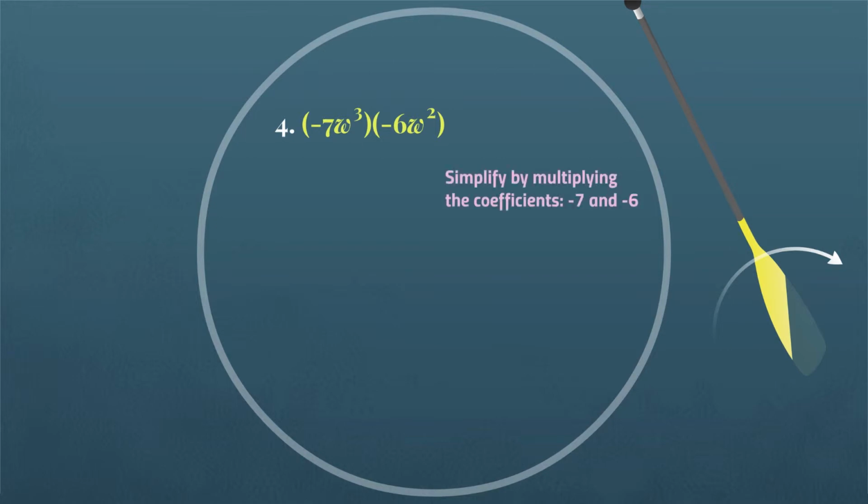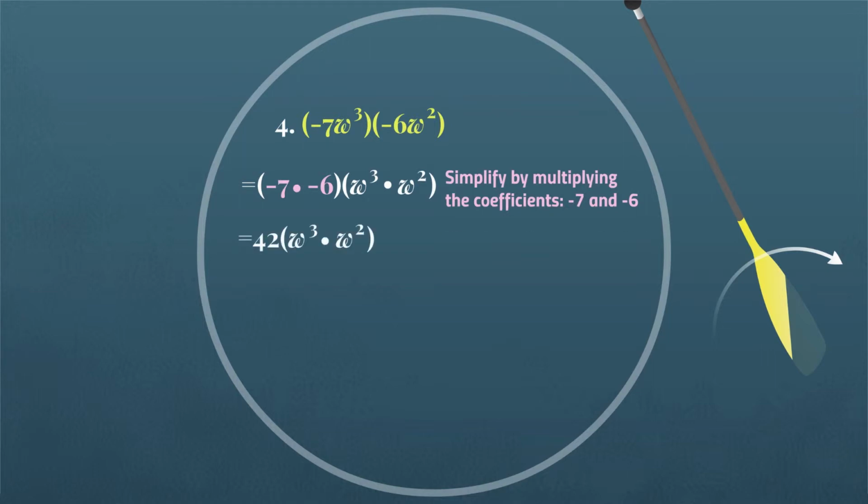Multiply the coefficients, negative 7 and negative 6, and the expression will become the product of negative 7 times negative 6 and w cubed times w squared. Remember, negative times negative is positive. So the product of negative 7 and negative 6 is 42.